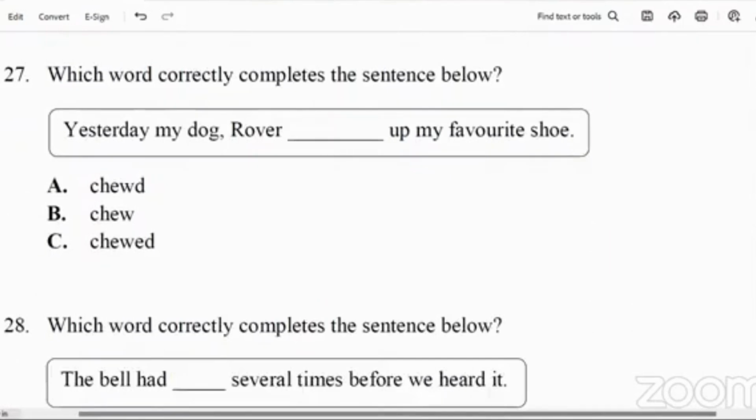Question 27. Which word correctly completes the sentence below? Yesterday, my dog, Rover, blank up my favorite shoe. Is it A, chewed, B, chew, C, chewed? Okay, so yesterday it happened, so of course that's in the past tense. And the correct way to write the past tense for the word chew would be to add ed. So the correct answer is C, chewed, with the ed.